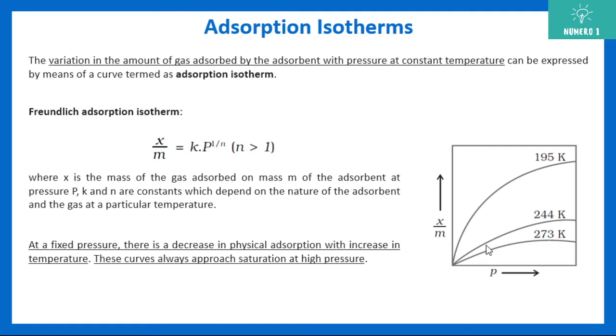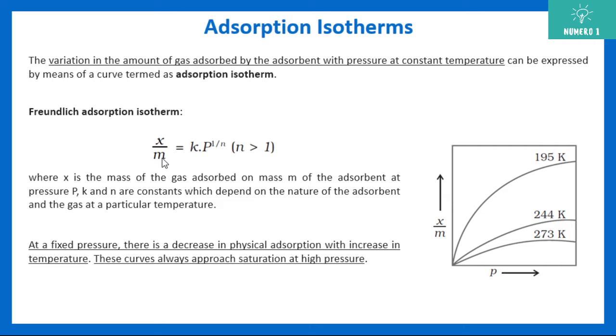Basically, we are checking x by m versus p, where x is the mass of the gas which is getting adsorbed on the substance of mass m. You can see that this curve here is one adsorption isotherm because we have only one temperature. This curve here is another adsorption isotherm, and this here is a third adsorption isotherm. This is also known as the Freundlich adsorption isotherm.